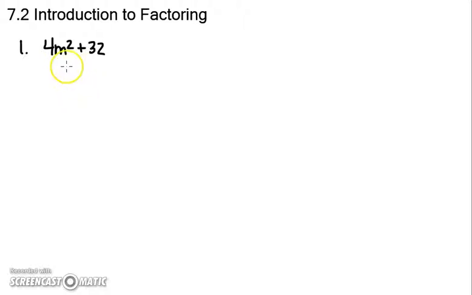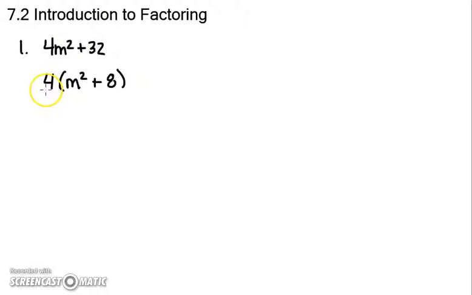So instead of distributing, multiplying everything by 4, we're going to divide by 4, and we're going to put that outside of our parentheses. So 4 m squared divided by 4 is going to give us 1 m squared, and then 32 divided by 4 is going to give us 8. So we're left with m squared plus 8 on the inside. Again, we're undoing the distributive property. We can check our answer to make sure we're right. If we were to distribute this 4 back into the problem, we should end up where we started.